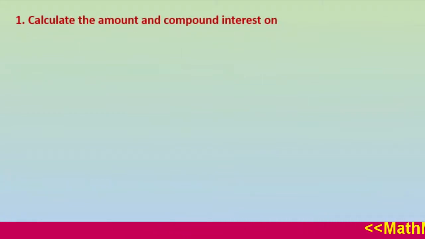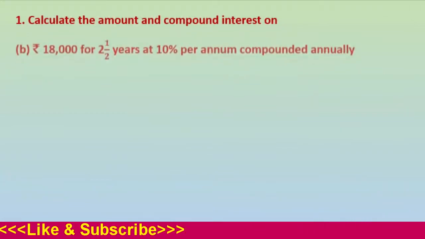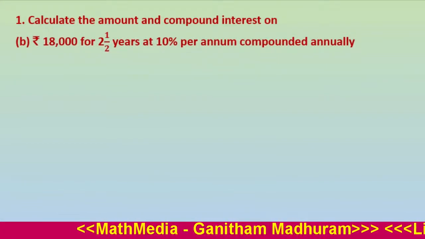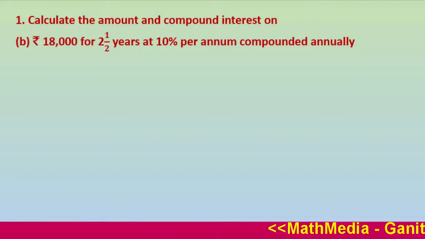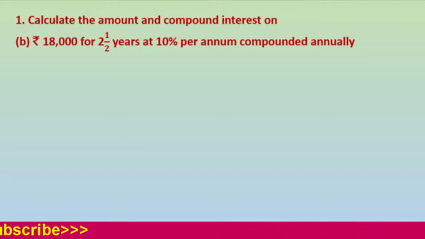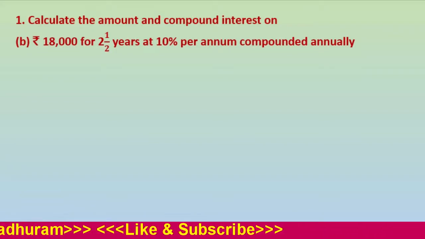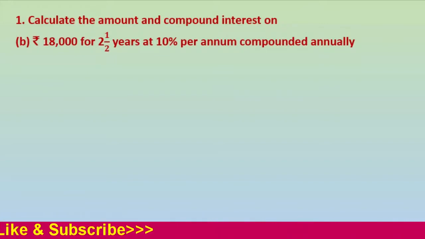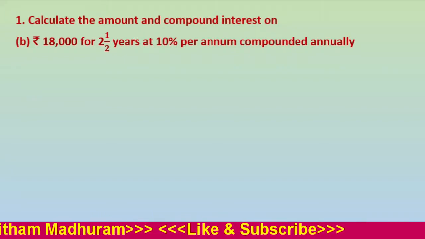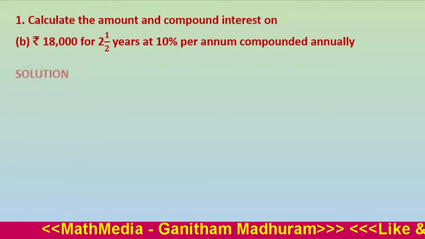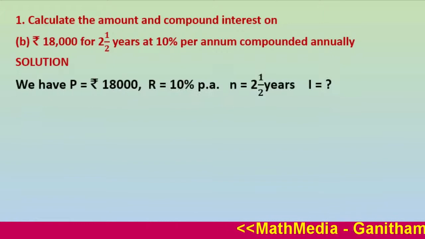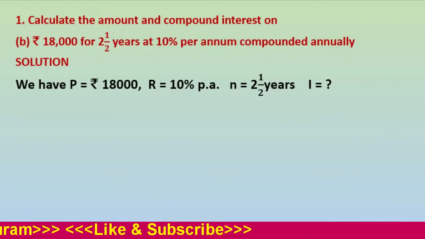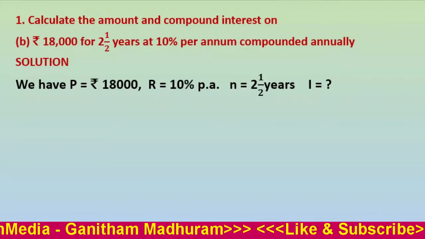Next question: calculate the amount and compound interest on rupees 18,000 for 2.5 years at 10% per annum compounded annually. So as the first step, we have to write what is given in the question. P equal to 18,000, time period T equal to 2.5 years, R equal to 10% per annum.